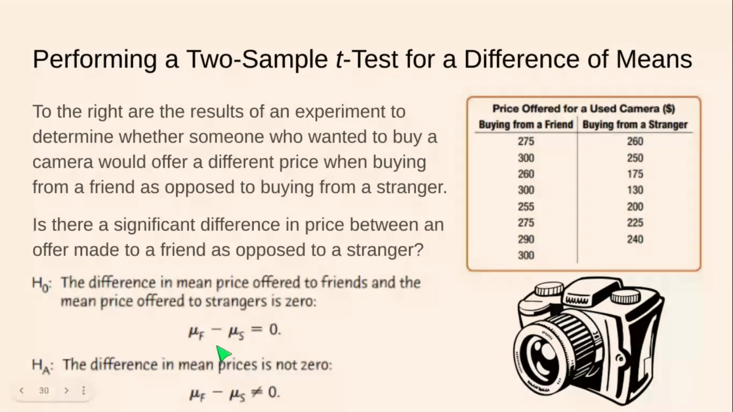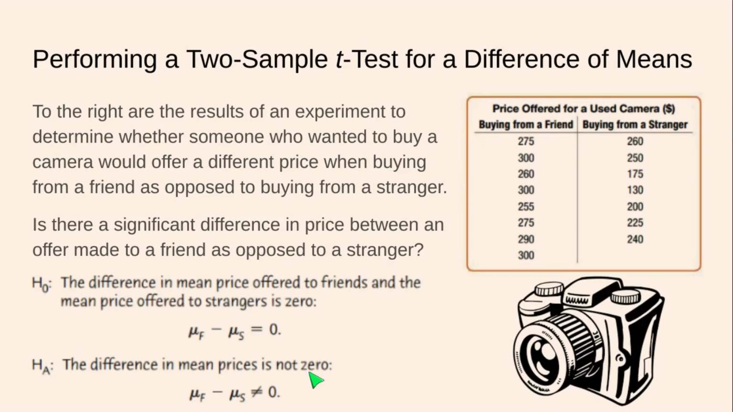Alternatively, we could have mu sub f equals mu sub s if we just add a mu sub s to both sides. A little algebra can do that. That is another and frankly more common way to represent the null hypothesis. I'm personally a fan of this representation. I think this is more true to mathematically what we're doing. We're trying to see if our difference is equal to 0, or, alternative hypothesis, if the difference is not equal to 0. The difference in mean prices is not 0.